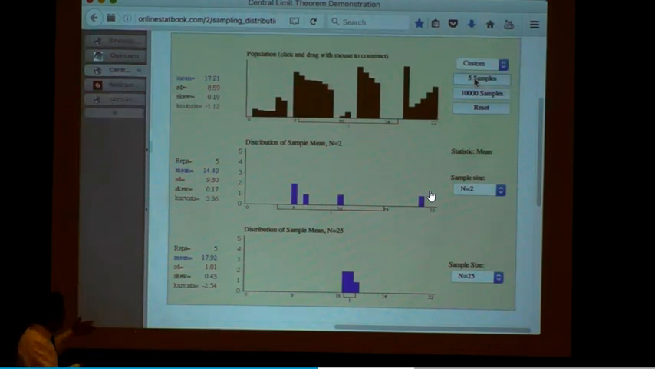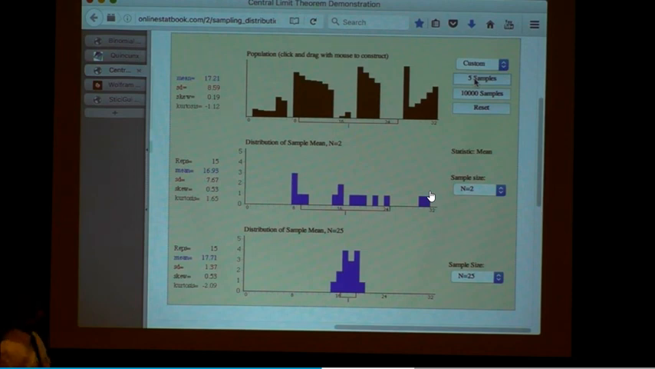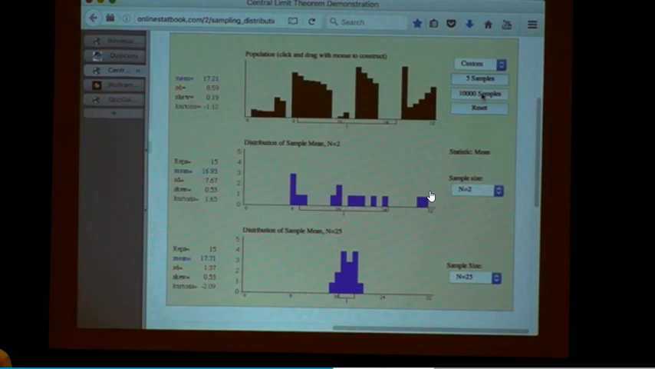So now let me increase from 5 samples to 10 samples. Another 5 samples. So now I have 15 samples. The mean of these 15 means is now 16.9. Here it's 17.7. And there is some standard deviation, 7.6. Standard deviation is coming down as I am adding more and more samples. 1.37. Like that. I can go on doing that, or I can do 10,000 samples in one shot. Okay? 10,000 samples.